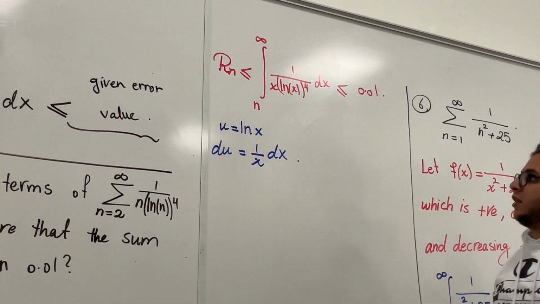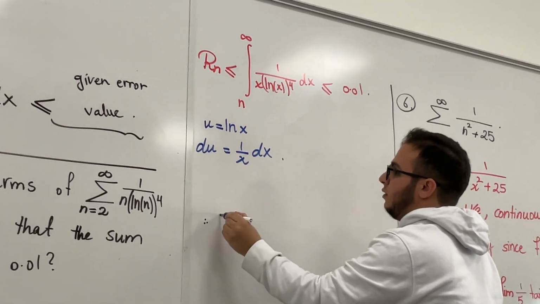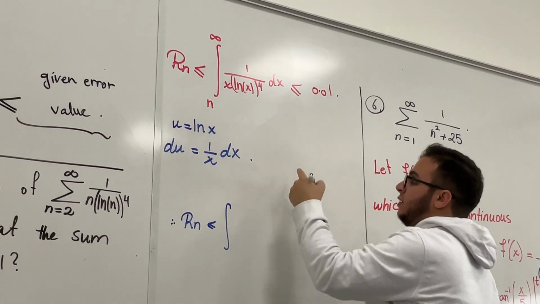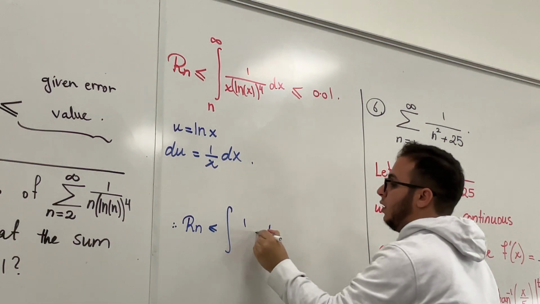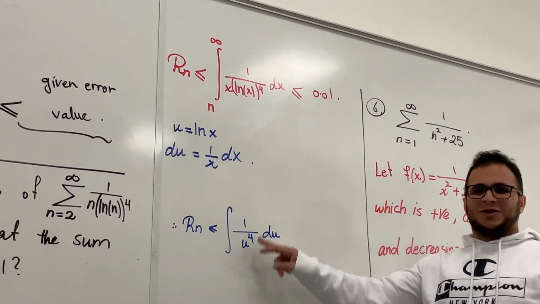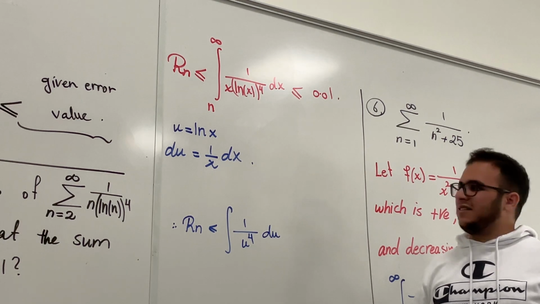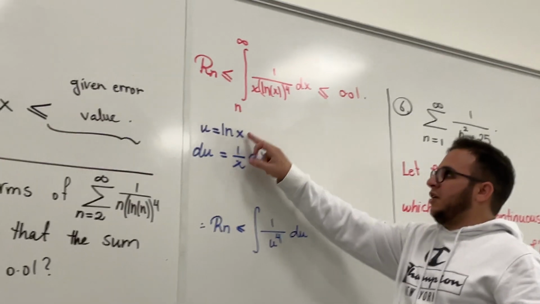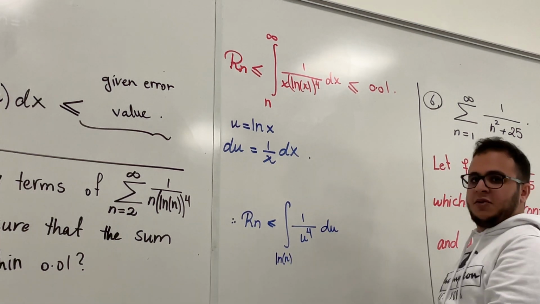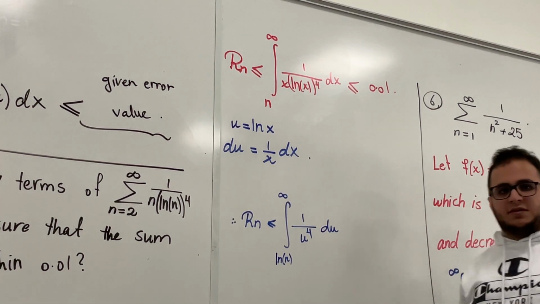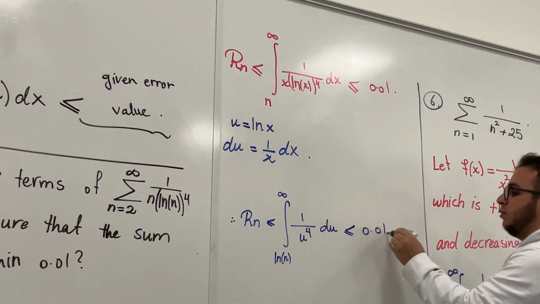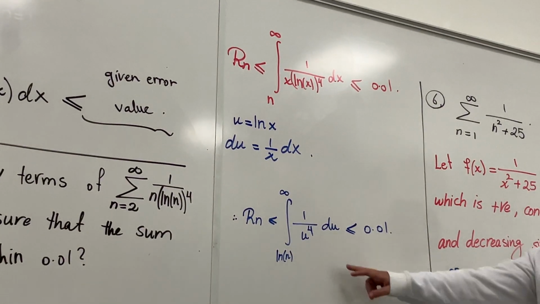Okay? And then what do I do? I integrate. R_n is equal to the integral of 1 over x dx, which is du, and then 1 over u to the power 4, right? Do you want to change the bounds, or is it ugly? The bounds will be what? If x is equal to n, it will be ln n here, and if x equals infinity, it will be infinity. Plus, less than or equal to 0.01. How do I integrate this?